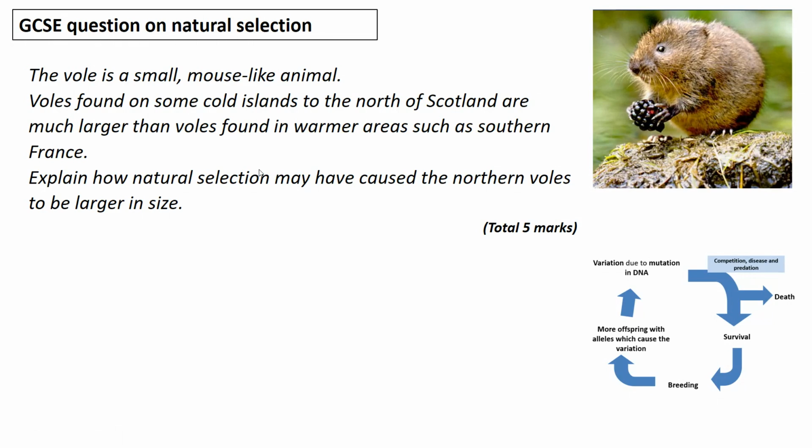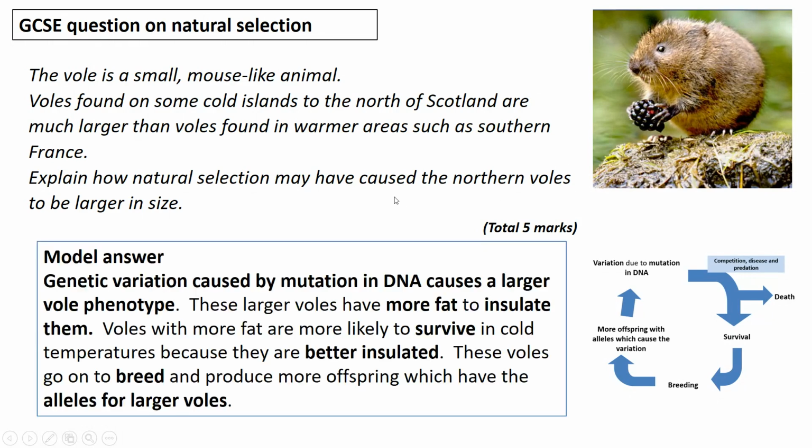Explain how natural selection may have caused the northern voles to be larger in size. So using that idea of that cycle, what you would say is there is genetic variation caused by mutation in DNA, which causes the larger vole phenotype. You'd say how this helps.